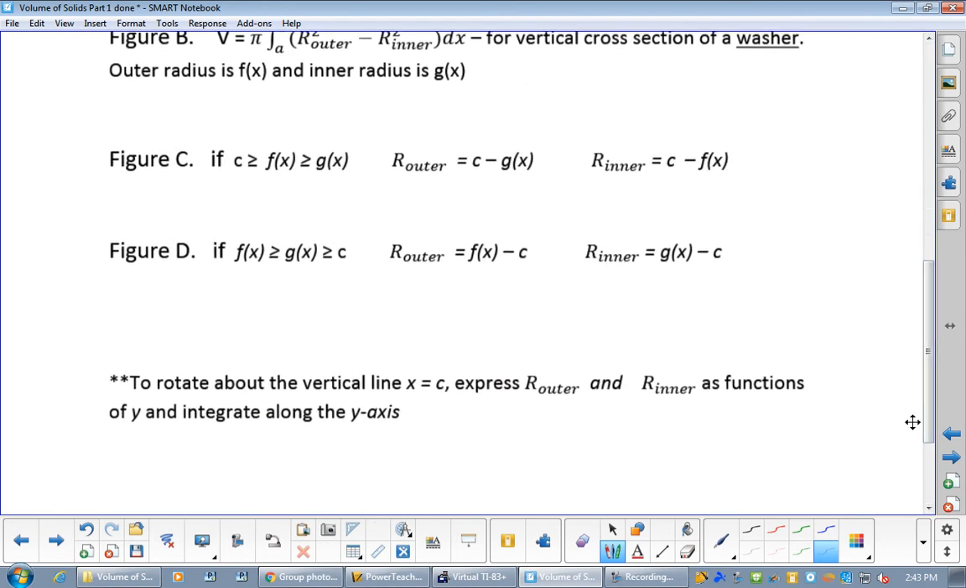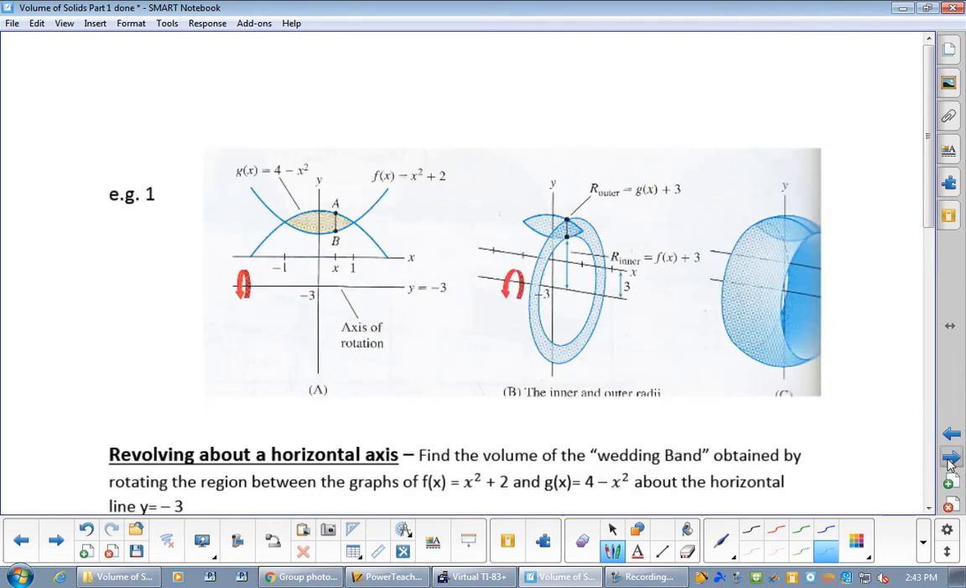Now we're going to talk about this. To rotate around the vertical line x equals c, express our outer and our inner as functions of y and integrate along the y-axis. Those are definitely the higher level ones, and we'll do one of those. And then I'll show you a way that you would do it instead of using our outer and our inner if you're going to go around the y. Okay, so let's do this one.